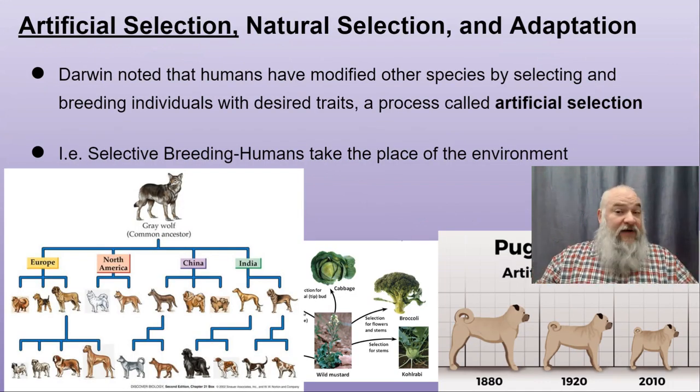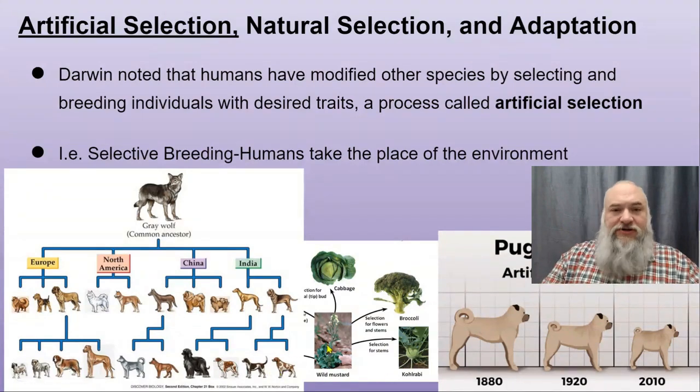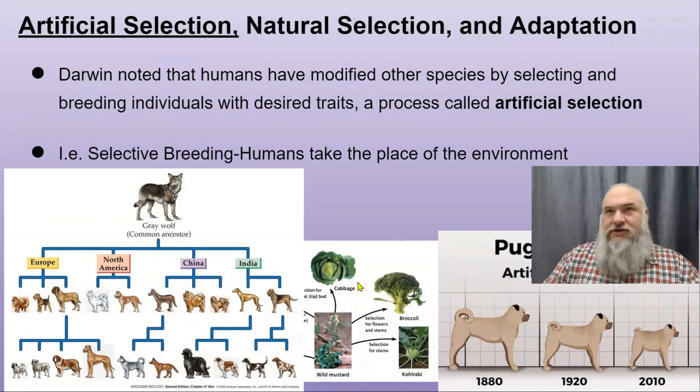Darwin noted that humans have modified other species by selecting and breeding individuals with desired traits. We call this artificial selection. Okay, humans, we kind of take the place of the environment, right? Take a look down here. We've got some wild mustard in the brassica family, and from that original plant, farmers over 10,000 years have been able to grow kohlrabi, broccoli, cabbage, cauliflower, Brussels sprouts, I think, all came from that original plant. And this was by us choosing the offspring that we let mate.